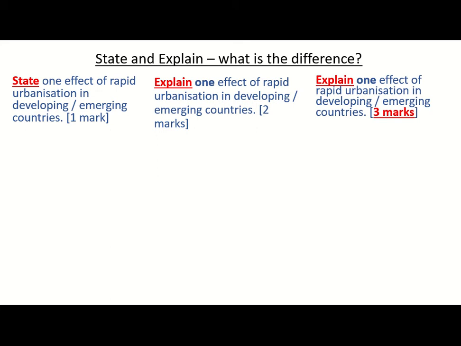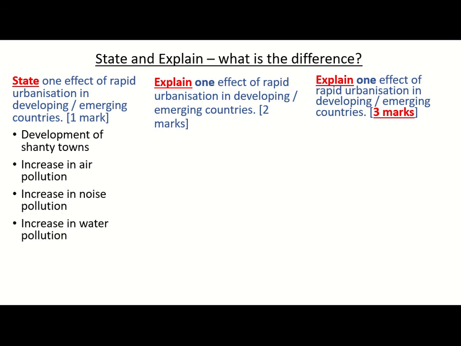So essentially what you've got here is the same question 3 times, which changes based on either the command word or the number of marks awarded. So the one on the left hand side says state, and state is just a one mark answer however you look at it. So state one effect of rapid urbanisation in developing and emerging countries. So one effect, state. I've just got to name something that happens. So shantytowns develop, that'd be worth a mark. Increase in air pollution, increase in noise pollution, water pollution, wealth divide worsens or increases, services improve. So it can be a positive effect. But this really is just using the information from the last slide and just naming it. You wouldn't have to write very much to get the mark here.